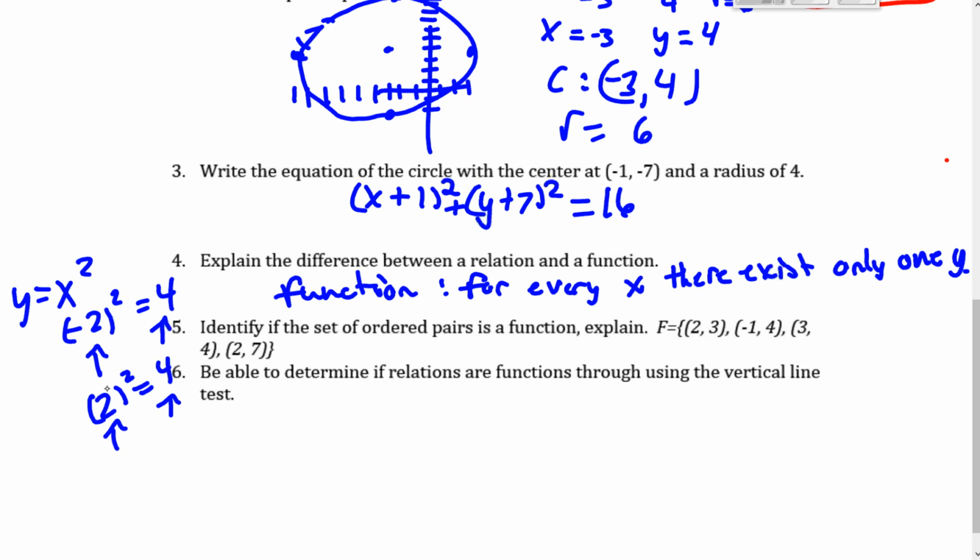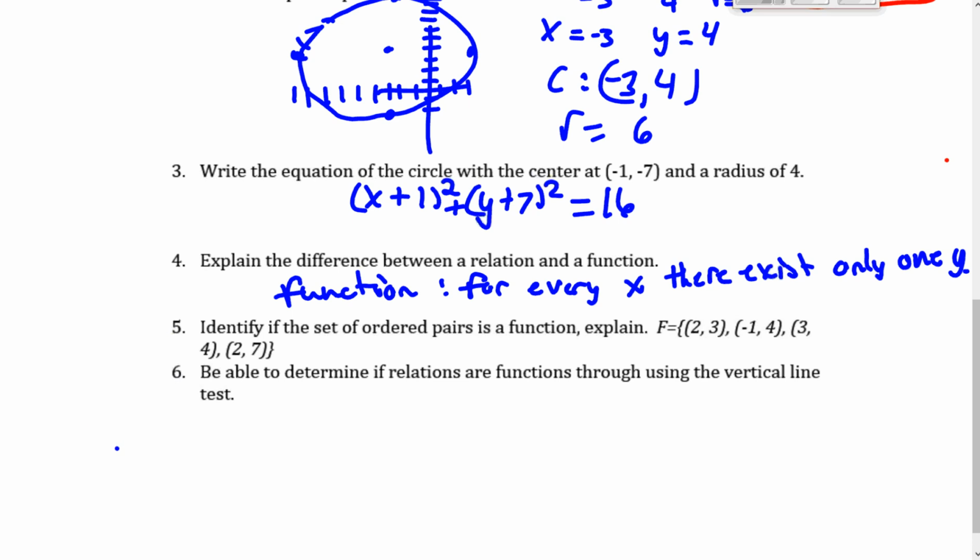So it's okay to have two different x's with the same answer, but I can't have something like the square root of x. Because if my x is 4, I literally get two answers out, +2 and -2. So for one x, I can only have one y. But it's okay to have two different x's with the same y. Hopefully that works and you understand it.